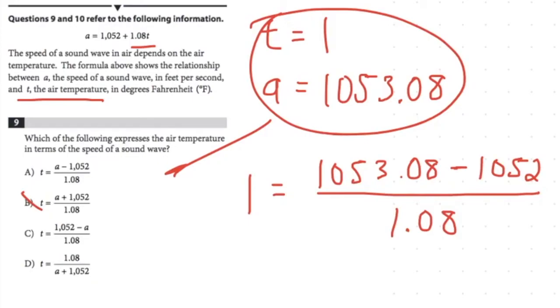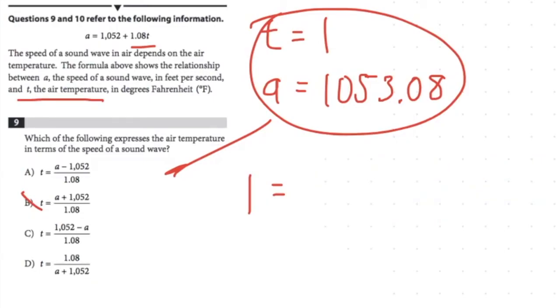What about answer choice C? Just look at it. It could be. It's just the opposite order. Let's calculate it. I'm going to clear some space. So we've got 1,052 minus 1,053.08.